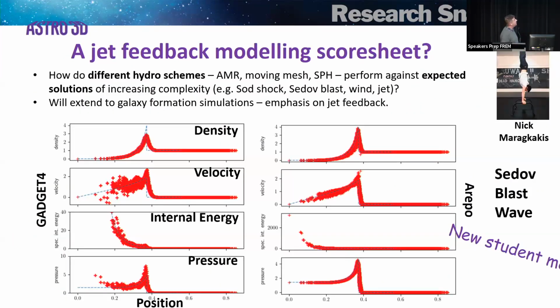So I couldn't find a nice picture of Nick. So here he is doing a handstand at the UWA gym. But Nick is working with me and Stas and Martin Bourne in the UK, and also Aaron Ludlow here at UWA to try and come up with a score sheet for how we model jet feedback. And so the idea is we can take different codes.